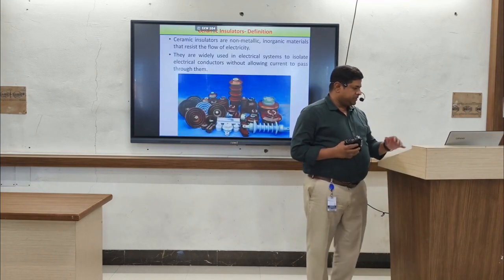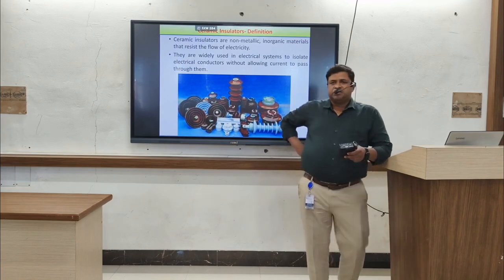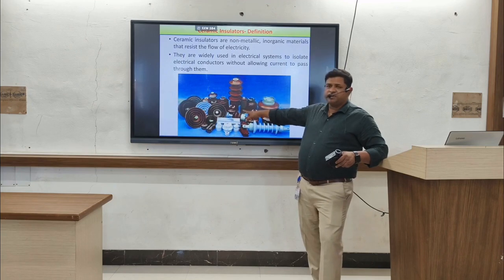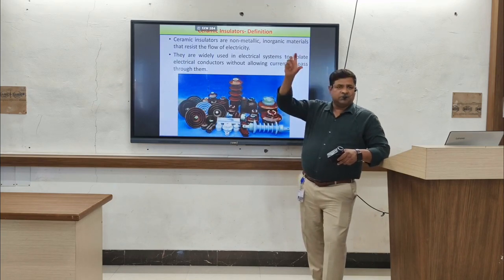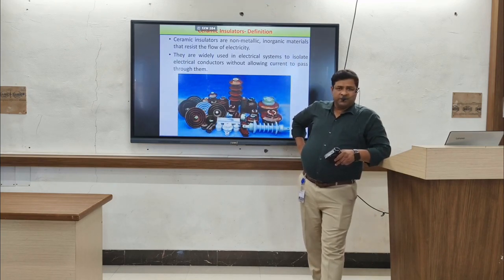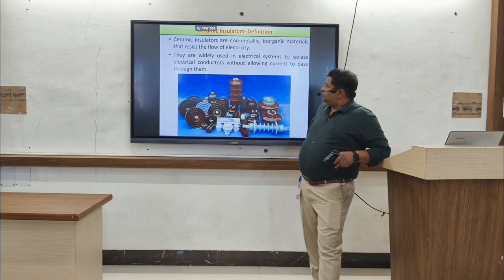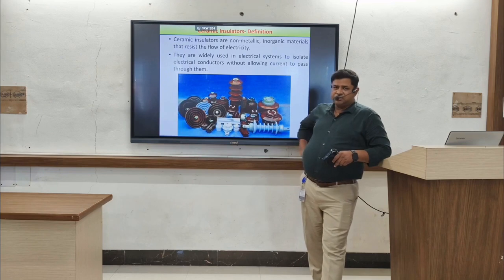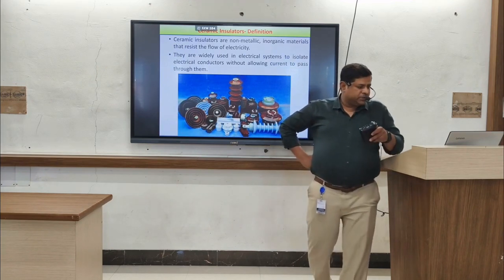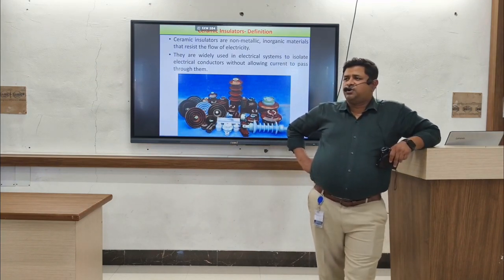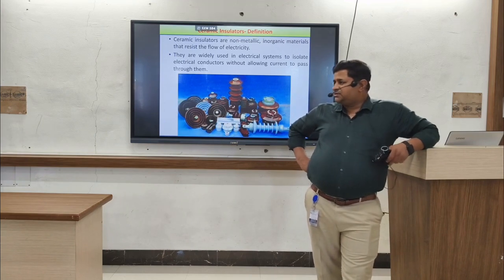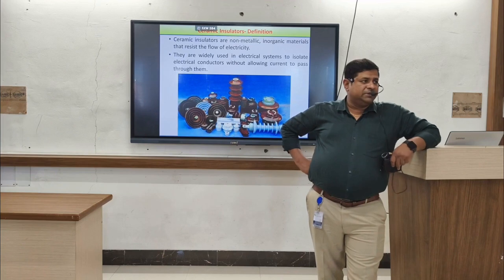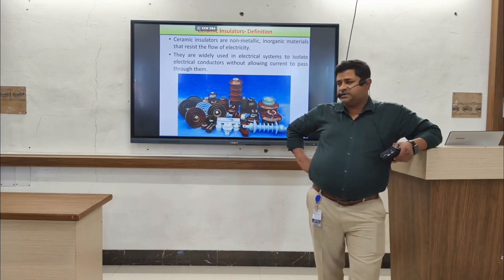Now the next type is ceramic insulators. I was talking in the previous lecture about this particular object which you will find on the high voltage carrying wires or poles. These are non-metallic inorganic materials that resist the flow of electricity. What do you mean by insulator? They will have very high resistance to the flow of electricity. That is why we can also call them electric insulators.